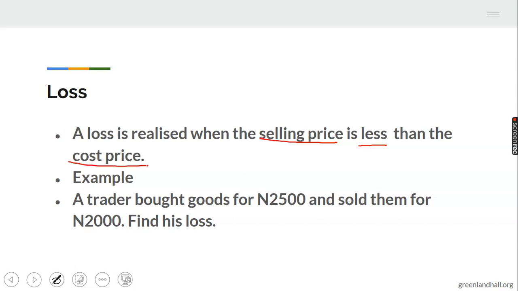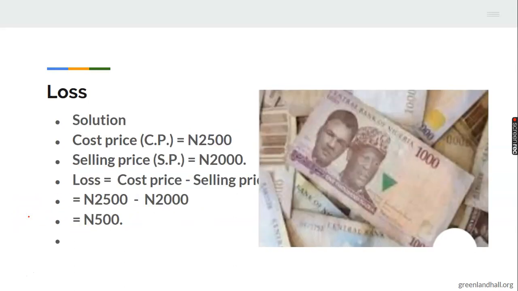A trader bought goods for 2,500 naira and sold them for 2,000 naira. Find his loss. Okay, so the cost price is 2,500 naira and he sold it for 2,000 naira. So the loss is the amount you buy minus the amount you sell, which is cost price minus selling price. And the cost price here is 2,500 minus what you sold it for, a smaller amount of 2,000.